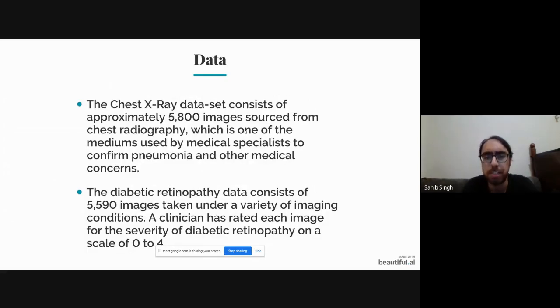So we took a couple of data sets for this experiment. The first was the chest X-ray data set. It consisted of about 5,800 images. They were chest radiography images, and they are generally used by medical people to confirm pneumonia among other tasks. In this data set, it was particularly related to pneumonia detection. The second was a diabetic retinopathy data set. And again, it had a similar number of images. These were basically images of an eye, and by looking at that, you could determine how severe the problem is. It would mention the severity on a scale of 0 to 4. Basically, there were 5 classes.